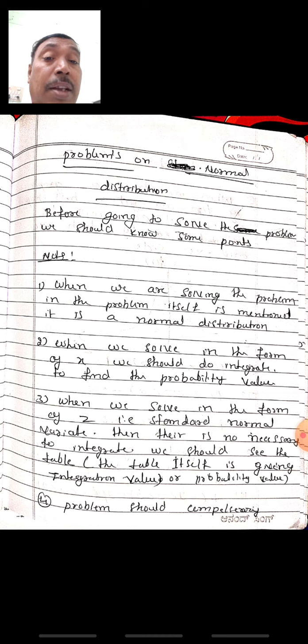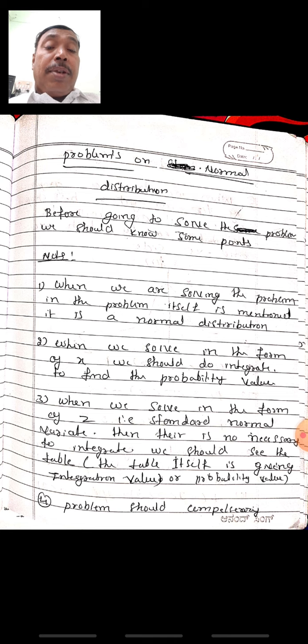In the case of normal distribution, when we solve in the form of x, we should do the integration to find the probability value. That means if you want to solve in the form of x, you should do the integration, because it comes under continuous probability distribution. Third point: when we solve in the form of z, that is the standard normal variate, then there is no necessity to do the integration. We should see the table value. That means there are two possibilities to solve the normal distribution. One you can solve in x, one you can solve in z.